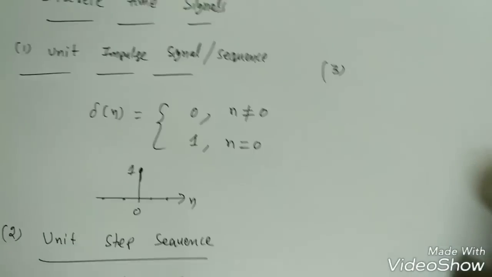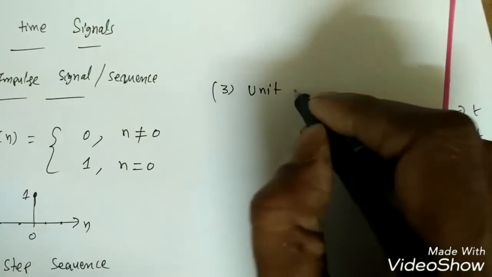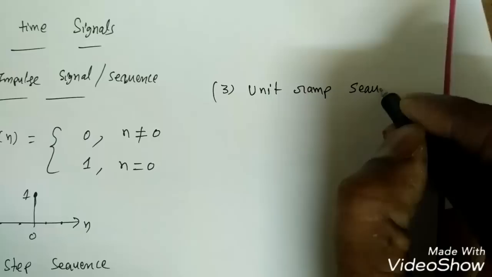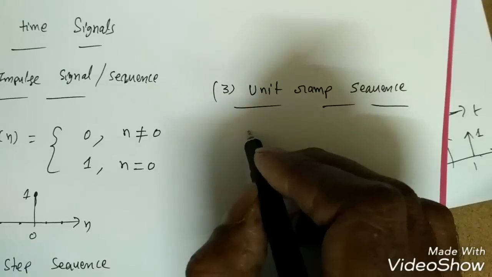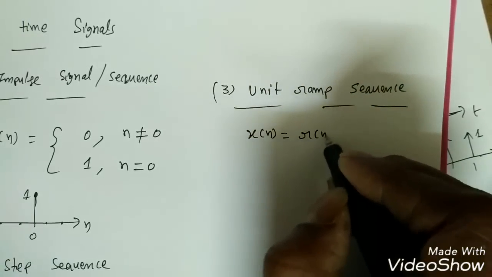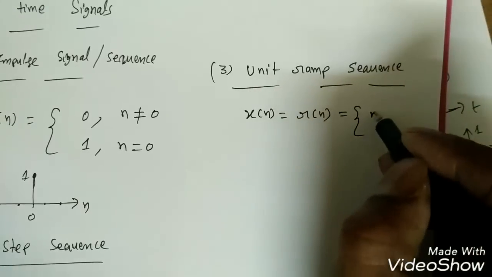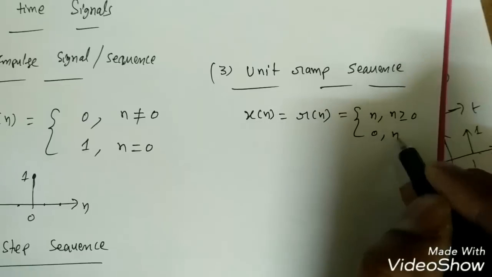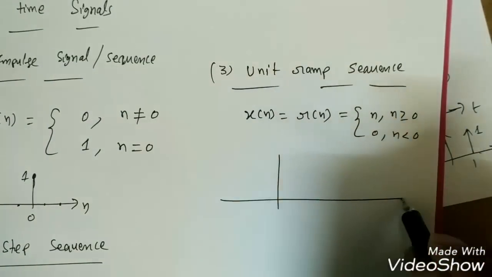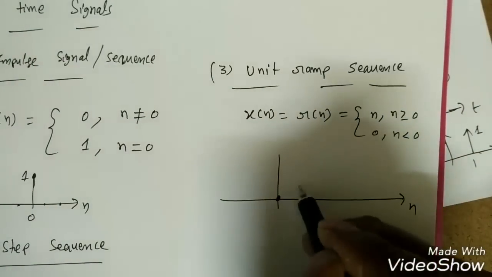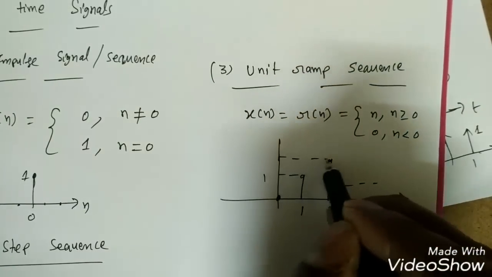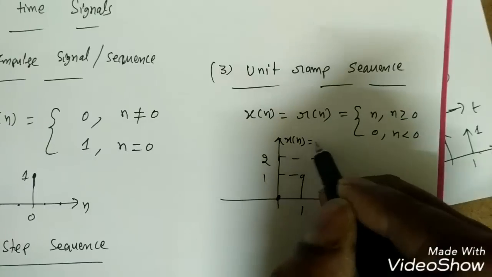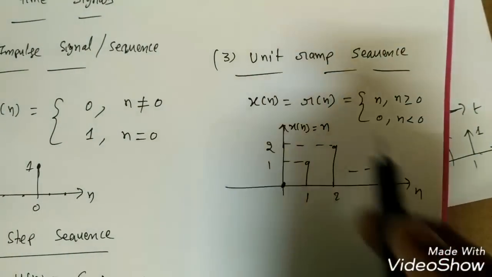The third one is the unit ramp function, or unit ramp sequence, right? So r of n, or simply I will write x of n, or r of n, is equal to n when n is greater than or equal to 0, and 0 when n is less than 0. Now see, it will be like this. This is n. When n equal to 0, we get 0. N equal to 1, 1. N equal to 2, 2, and so on. So x of n is equal to n, or r of n. So this is the unit ramp sequence.